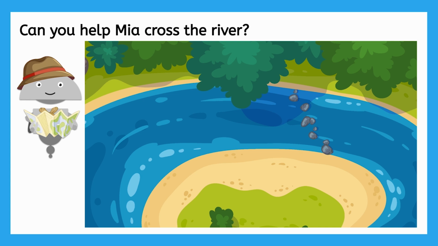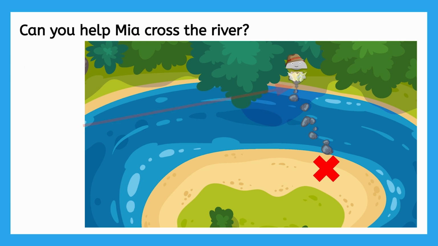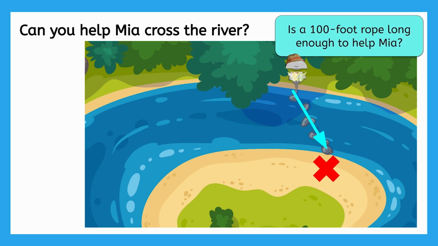Let's see if you can use trigonometry to help Mia cross this river. You're on one side of the river, and Mia is on the other side. Mia wants to cross the river by stepping on some rocks, and the two of you decide that this path is best. You plan to throw a rope across to help guide Mia as she navigates the rocks. Your rope is 100 feet long. Will it be long enough to reach Mia?